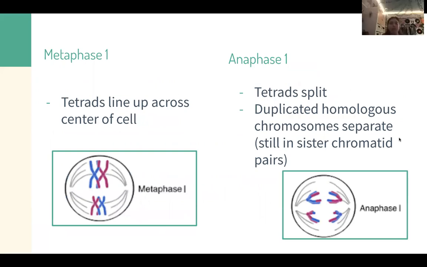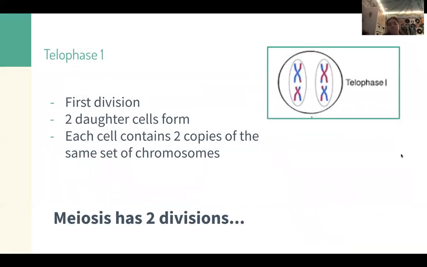All right, and then metaphase 1 is where tetrads line up across the center of the cell, as shown in the image below. And then anaphase 1 is where tetrads split and the duplicated homologous chromosomes separate. So they're still in sister chromatid pairs, and this is also shown by the image below. Telophase 1 comes after anaphase 1, and this is when the first division occurs, and the two daughter cells form, and each cell contains 2 copies of the same set of chromosomes.